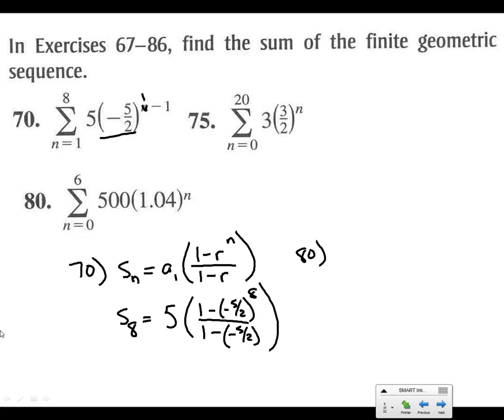So 80, same thing. Let's talk about the sum. In this case, it would actually be 7 terms, because we're starting at 0 and going to 6. So the first term here, if we plug in 0, we're going to have 500, because anything to the 0 power is 1, and 1 times 500 is 500. And 1 minus, what's our multiplier? Our multiplier here is 1.04 to the 7th over 1 minus 1.04. Plug that into your calculator, get yourself an answer, and that's how you set up 80.